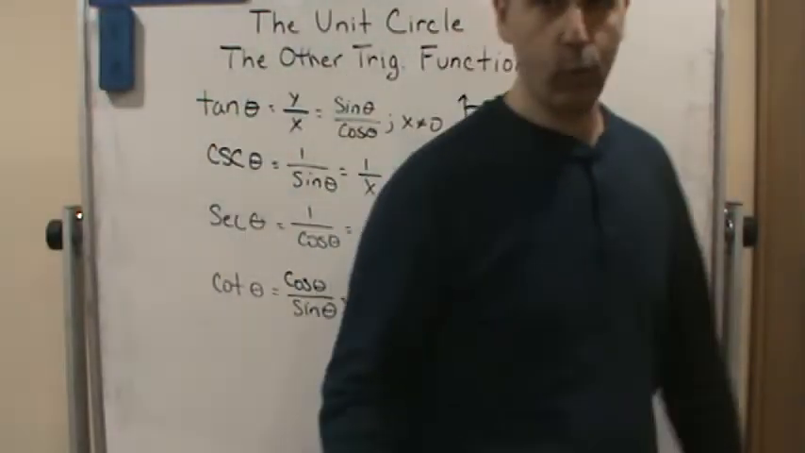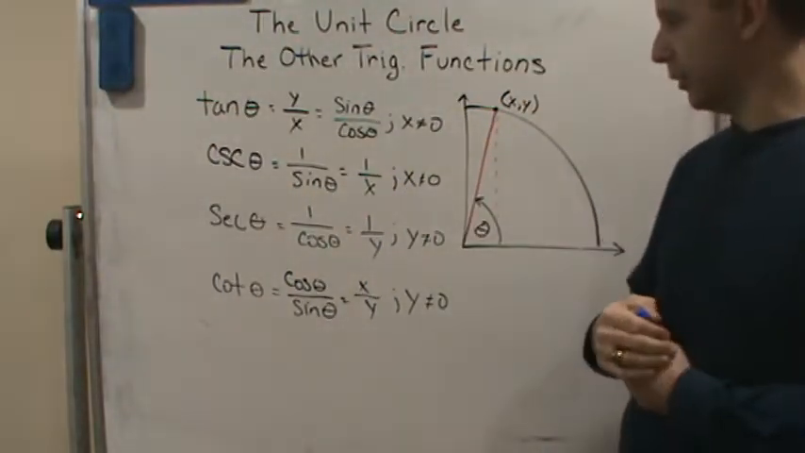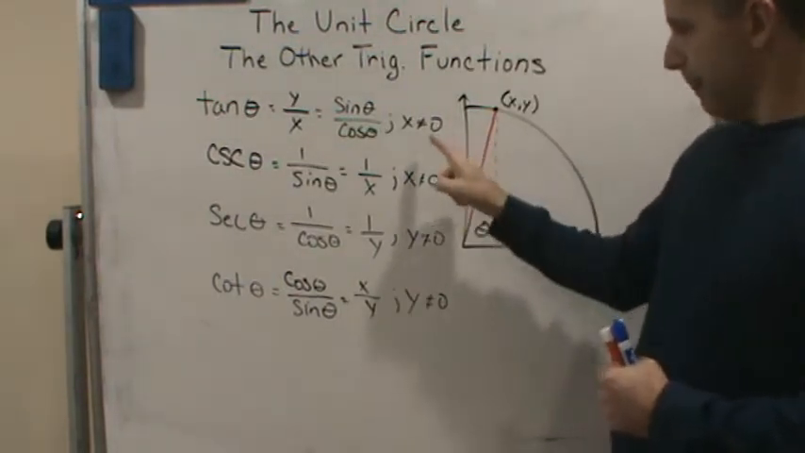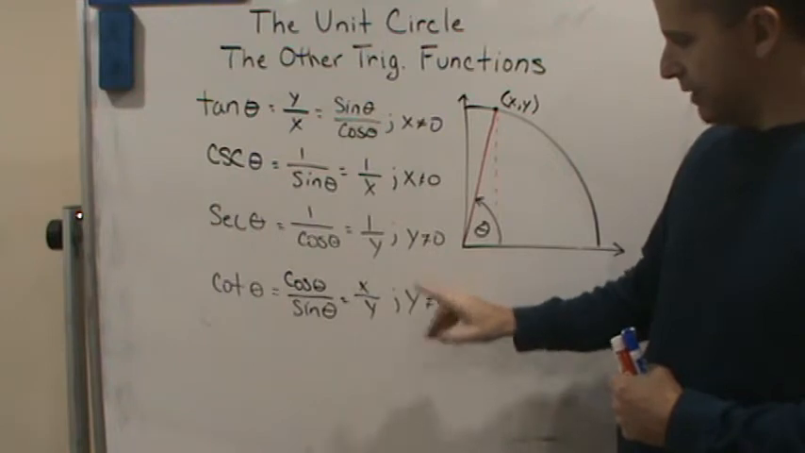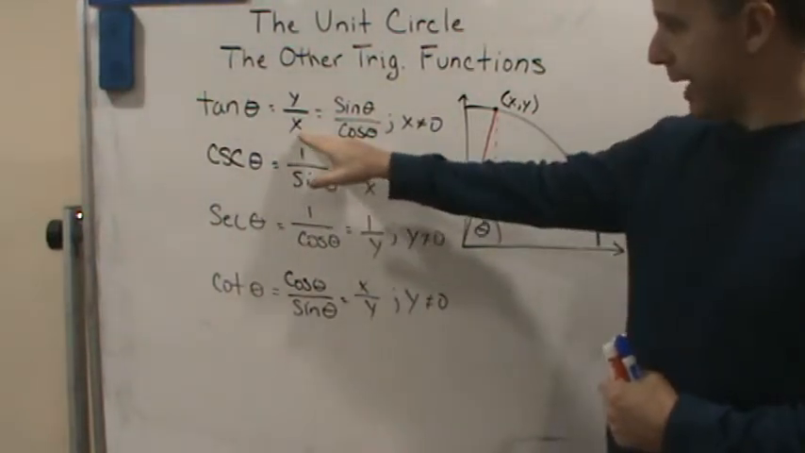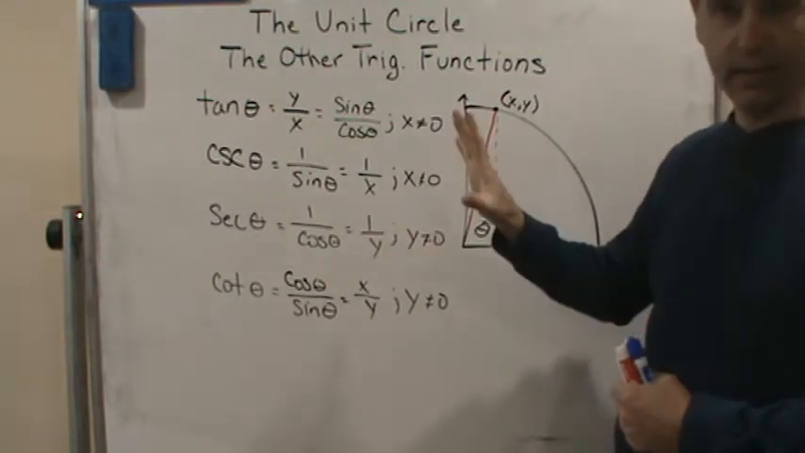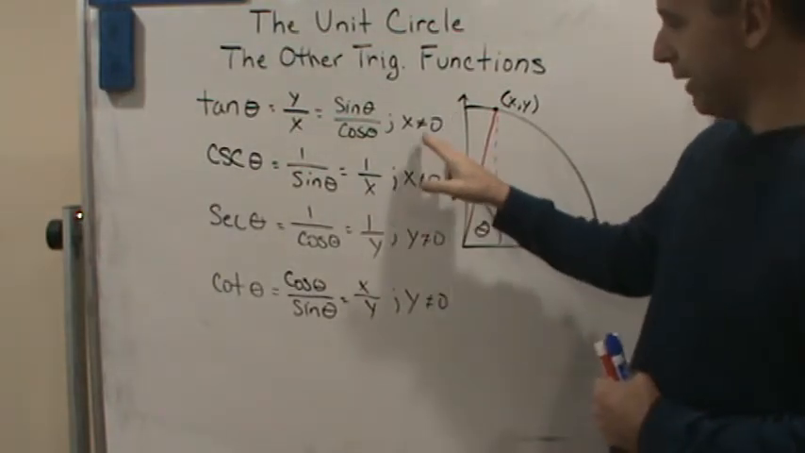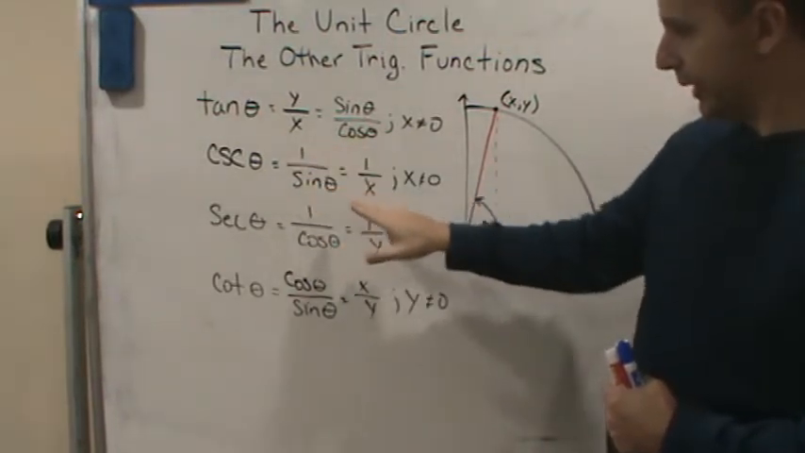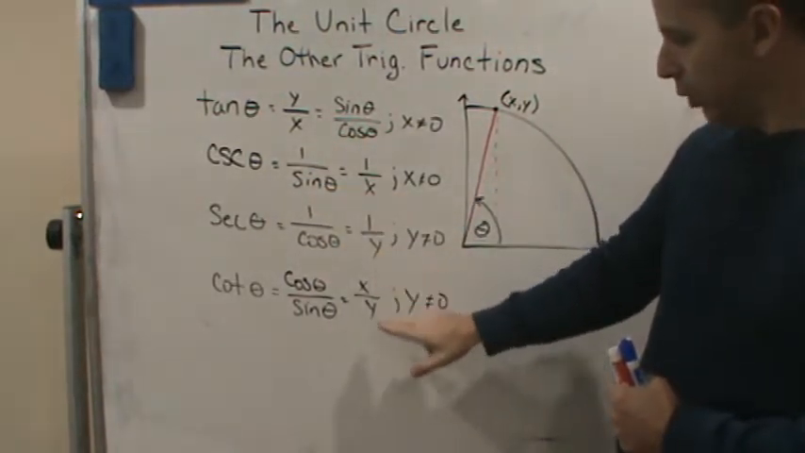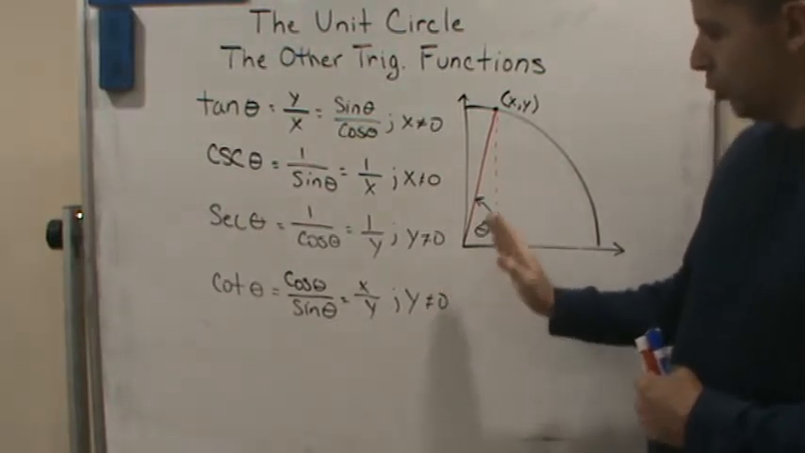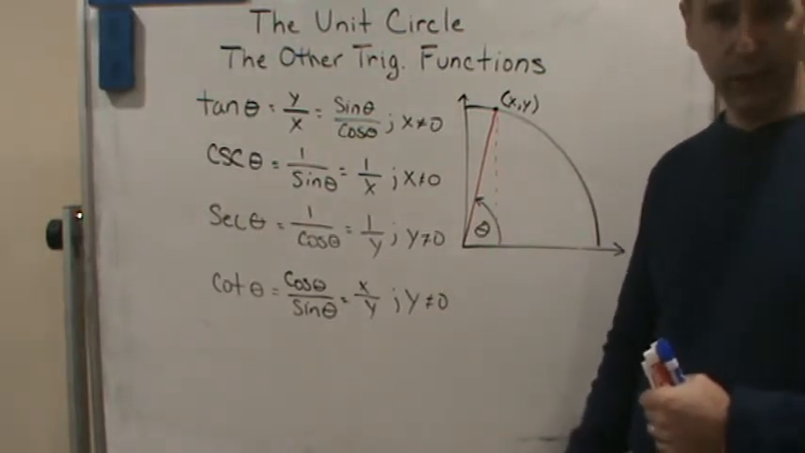Okay, so welcome back. One thing before we start this example, incidentally, I should have mentioned: notice that because we're dealing with ratios, we don't want 0 in the denominator. So one of the things we can't have is 0 in the denominator. For example, x can't be 0 here, x can't be 0 here, y can't be 0 here. And that relates to when we have a quadrantal angle.